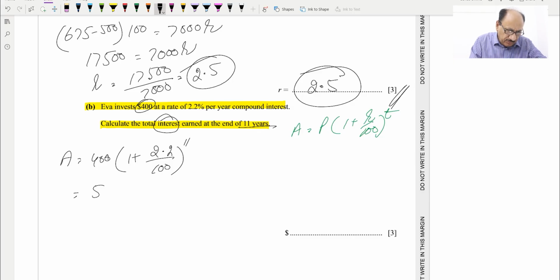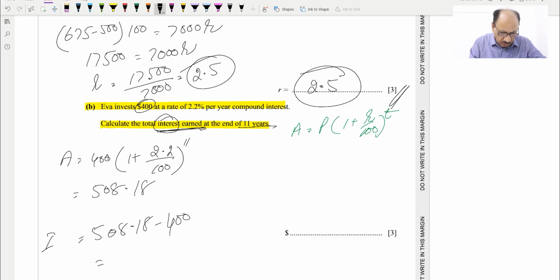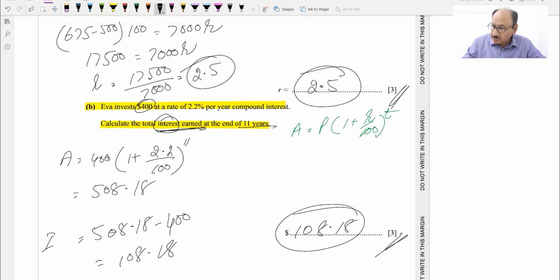This gives us 508.18, and they are asking to calculate the interest earned. So we need to subtract the principal amount from this one. So interest will be equal to 508.18 minus 400, and this will be 108.18. So 108.18 dollars will be our answer for 3 marks.